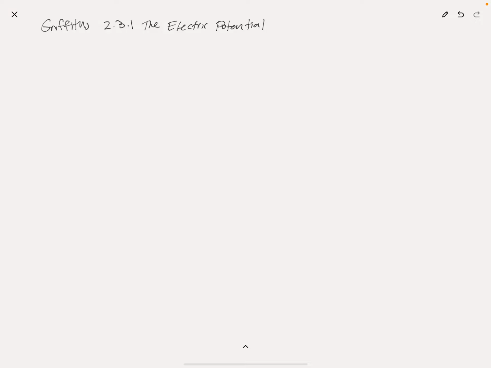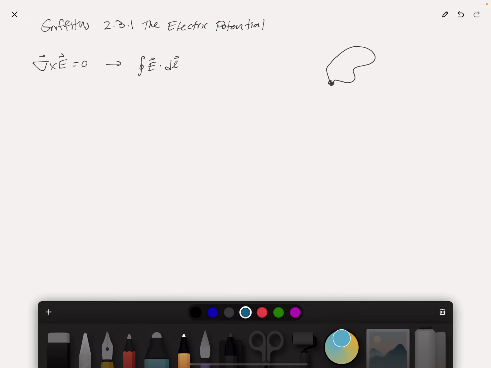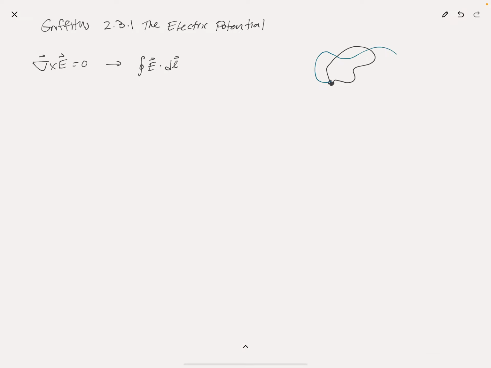This is 2.3.1, the electric potential. In the last video, we talked about the fact that the curl of our electric field was always equal to 0. And that came from directly evaluating the fact that the path integral of a closed path within an electric field is equal to 0, which means that as long as I start and end in the same place, it doesn't matter which path I take to get there. They're both equal to 0.